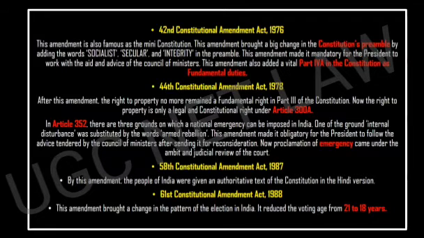58th Constitutional Amendment Act 1987. For 58, you can just carry the second digit 8 and put it here: 1950, 1987. So 8 is here, 58. By this amendment the people of India were given an authoritative text of the constitution in the Hindi version. 61st Constitutional Amendment Act 1988 reduced the voting age from 21 to 18 years.